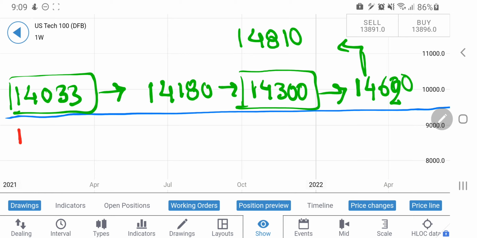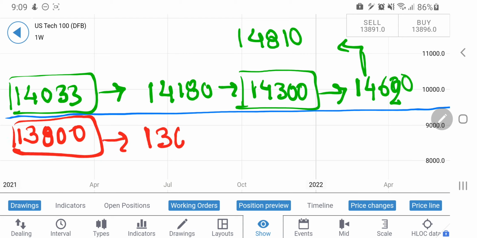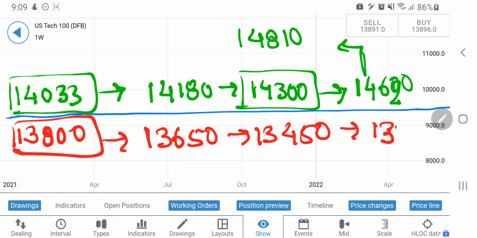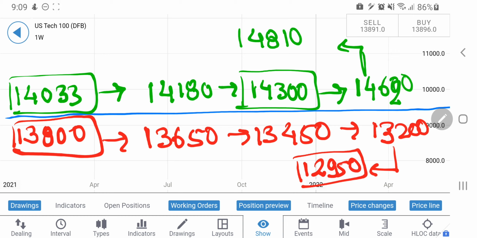Now on the downside, on the contrary, if you see it trading below 13,800, the next target is 13,650, 13,450 and then 13,200. This may happen in quick succession. It may try to breach the previous lows and can try to hit 12,950 levels also. If it drops, this drop will happen very quickly. It may try to drop sharply and achieve these levels.